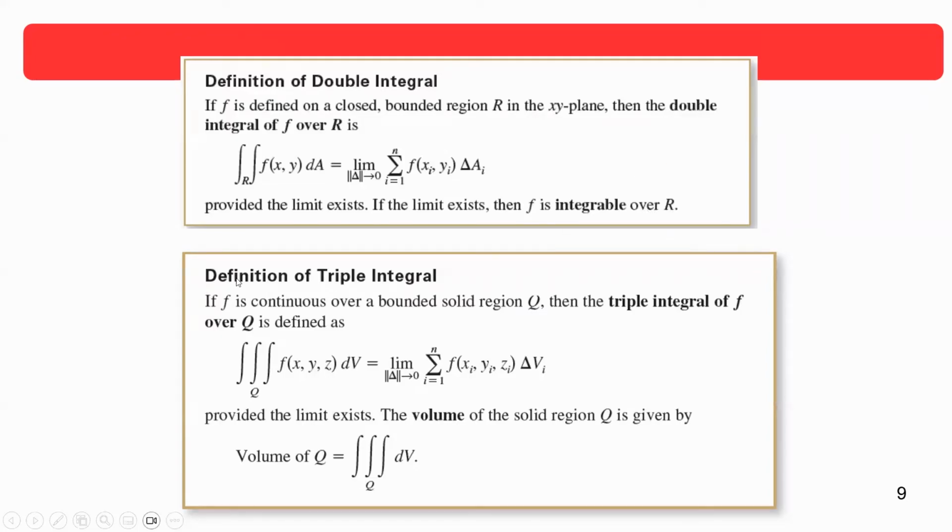And then on the triple integral, if f is continuous over a bounded solid region Q, then the triple integral of f over Q is given by this. So basically, this one would be a function of three variables. Typically, we just use x, y, z. It can be any other letter like f of w, x, and m. It's up to us. But of course, for illustrative purposes, it could be x, y, z. So with respect to v over that region Q, provided that the limit exists. And then since it's a triple integral, this one would give us a volume.